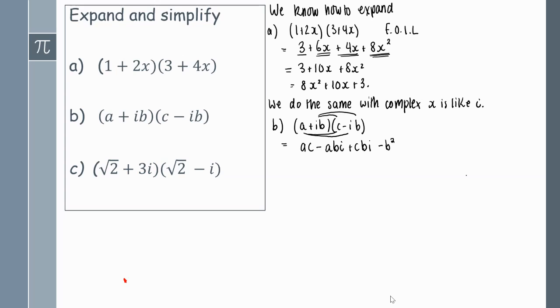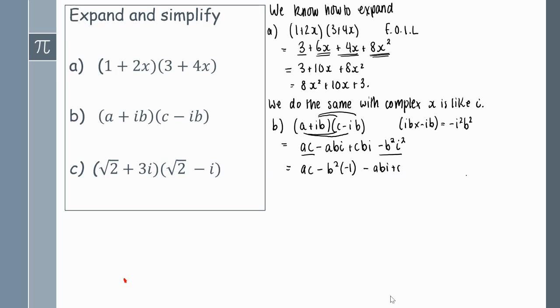Positive times a negative is a negative. b times b is b squared, and i times i is i squared. Notice that i squared will become negative 1 here. So that minus b squared i squared is actually part of the real component of my complex number. Let's group these together at the front. I'll have ac minus b squared times minus 1.